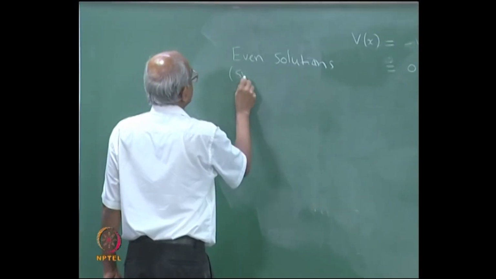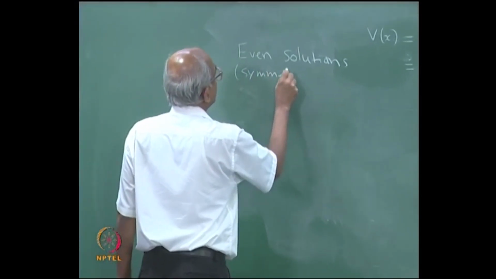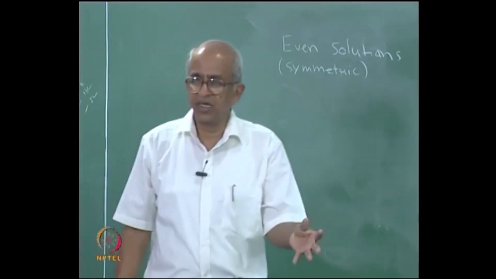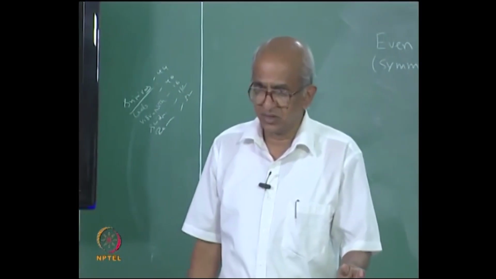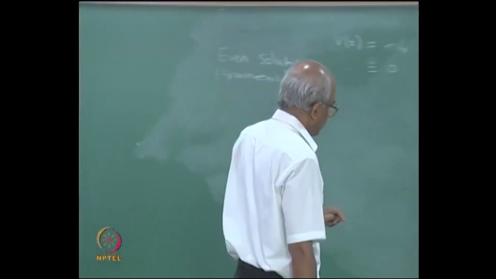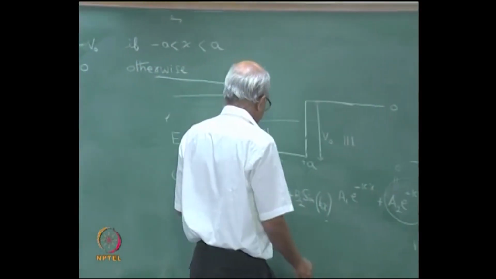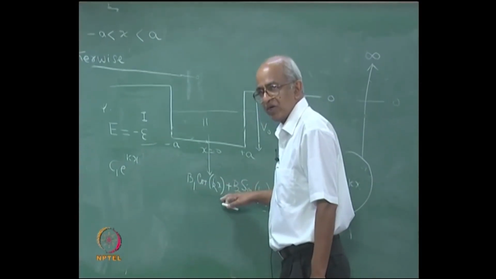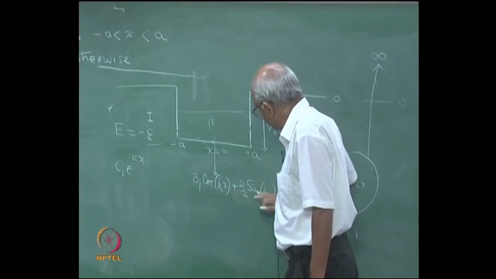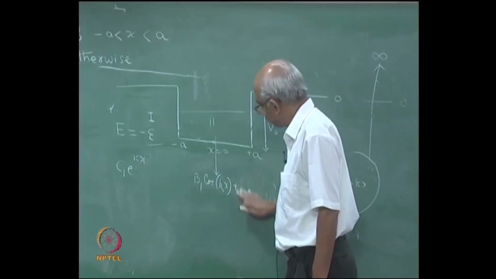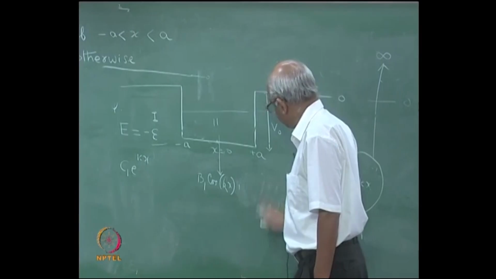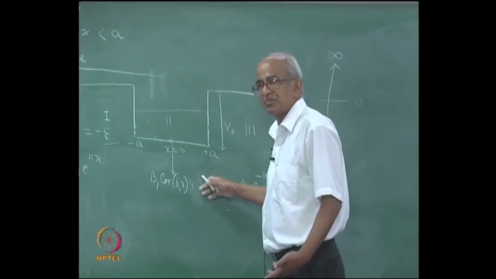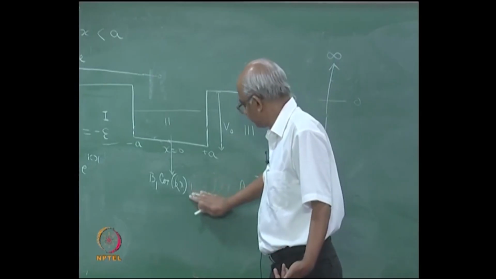Or I should say symmetric. What this means is that if you replaced x with minus x, the solution remains unchanged. And if that is to happen, what is the condition? The condition is that the function should contain only b1 cos kx, it should not contain b2 sin kx. So that actually implies that b2, which was occurring there, must be equal to 0, right.